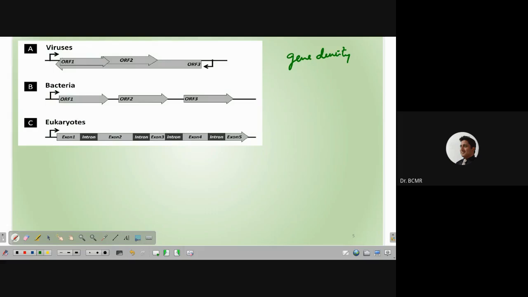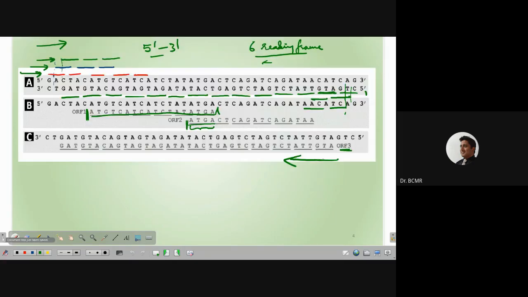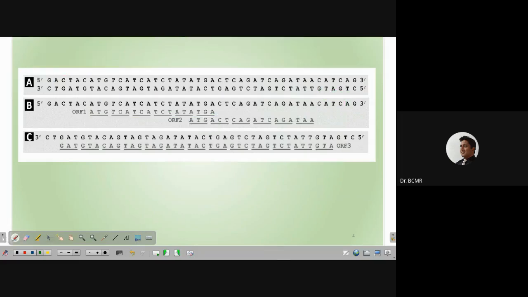It's very typical of viruses that they have a lot of overlapping reading frames. If you go back to this slide, you can think of this as one open reading frame. Always the arrowhead indicates the 5 prime to 3 prime, right? The arrowhead is towards the 3 prime, the direction in which you're reading it.